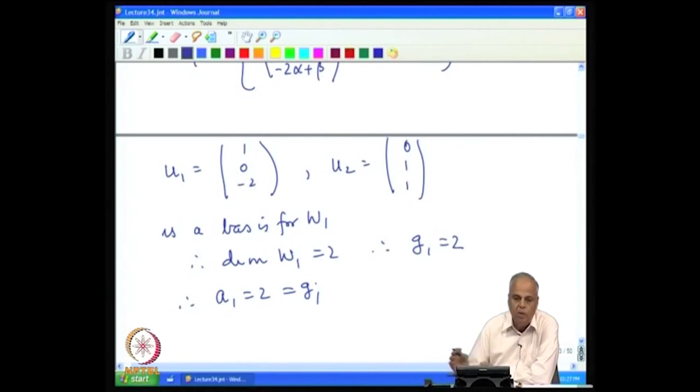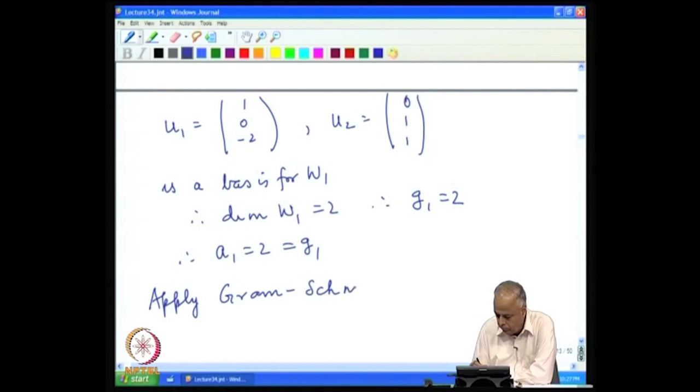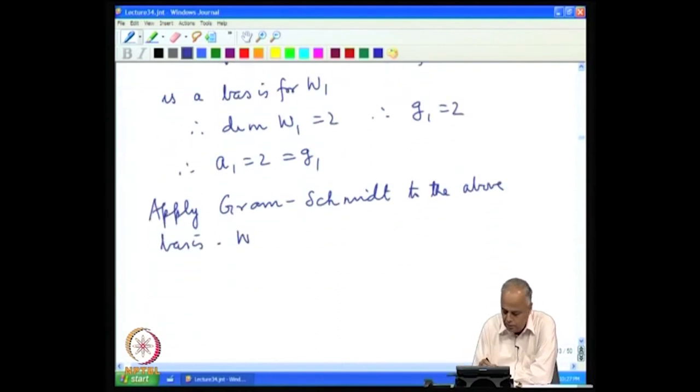The basis we have found for W1 is not orthonormal. So, we apply Gram-Schmidt to the above basis, then we get an orthonormal basis. We'll leave it as an exercise to find this orthonormal basis using Gram-Schmidt. We get the orthonormal basis.